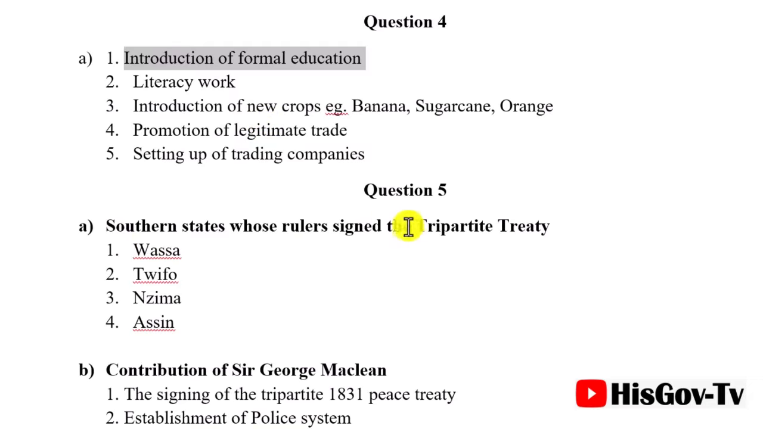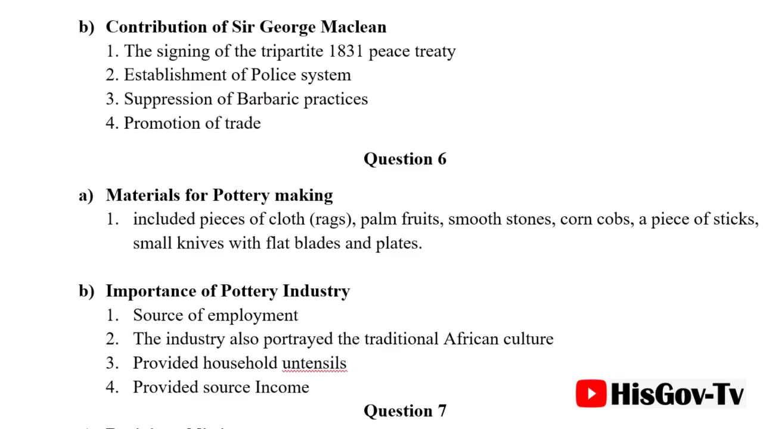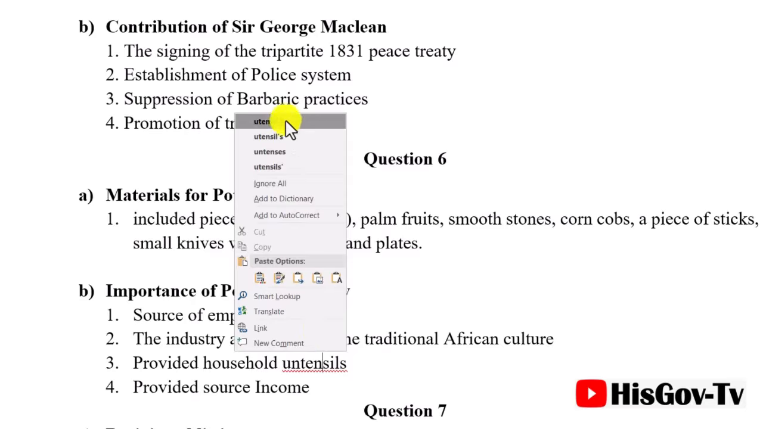Then question 5, southern states whose rulers signed the Tripartite Treaty. You recall that one too. They are all also here. Then let's look at the contributions of Sir George Maclean to the growth of British influence on the Gold Coast. They are also here. Then question number 6, materials for pottery making are also over here. Then we have the importance of the poultry industry, 4 importance, they are also here.